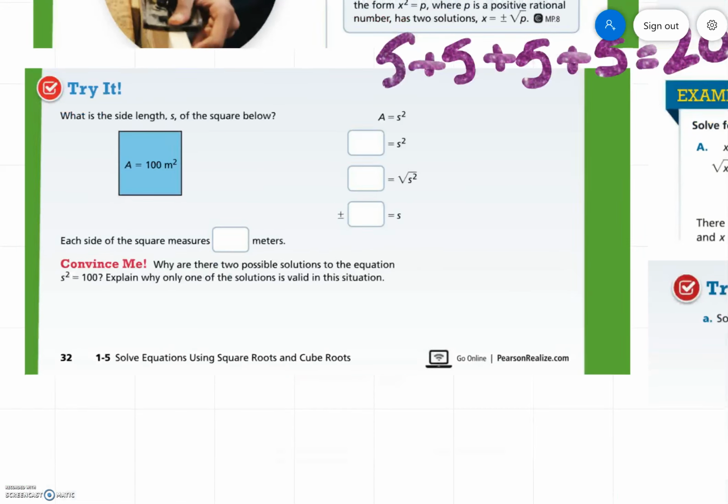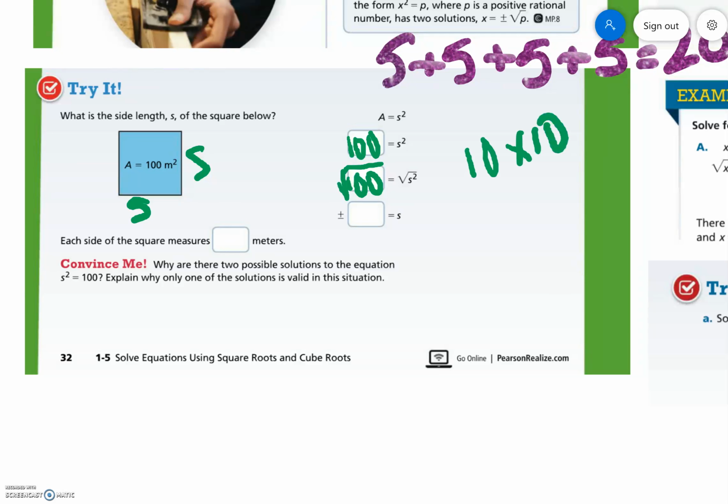Let's try it. What is the side length S of the square shown below? So again, S, S. The area is 100. So 100 is equal to side squared. We must take the square root of 100. What times what equals 100? Well, 10 times 10 equals 100. Remember, we're looking for the two numbers that are exactly the same. So 10 is equal to the side length. Each side measures 10 meters.